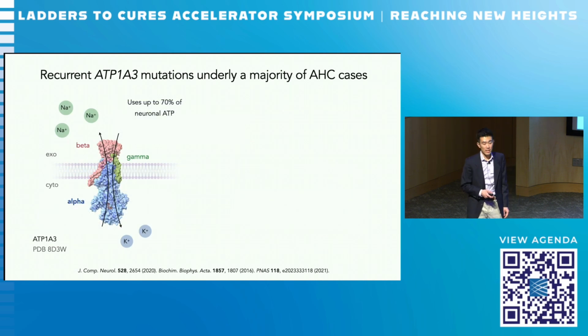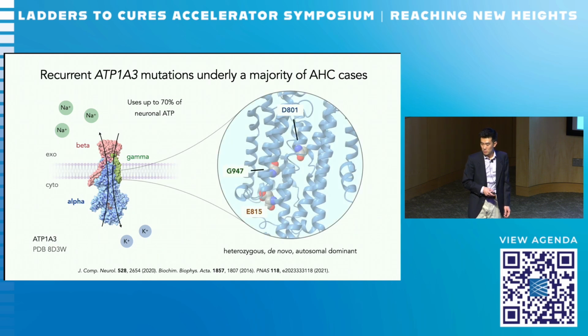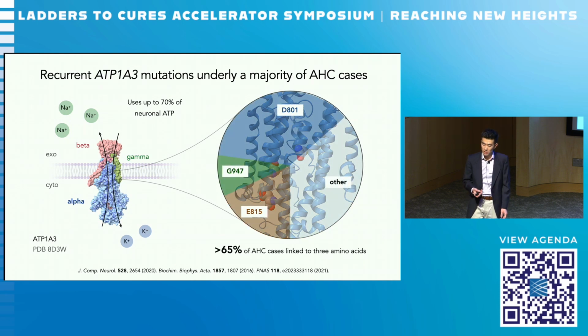Mutations in the ATP1A3 gene cause AHC, specifically in the alpha-3 subunit of the catalytic trimer. Mutations occur throughout the protein coding sequence of ATP1A3, but primarily cluster within the central transmembrane region. Mutations are heterozygous, de novo, and usually autosomal dominant. Quite interestingly, the vast majority of AHC cases, in fact 2/3 of them, can be accounted for by just these 3 mutations alone: aspartate 801, glycine 947, and glutamate 815.